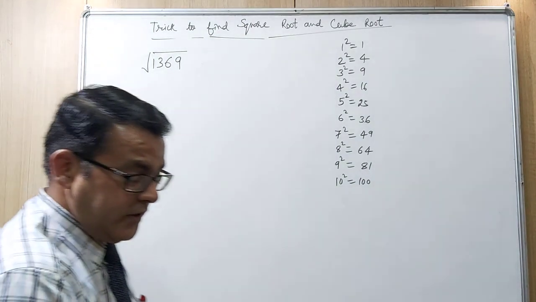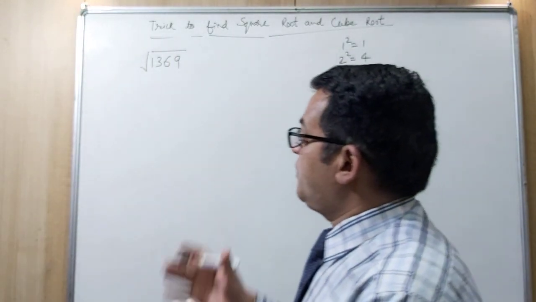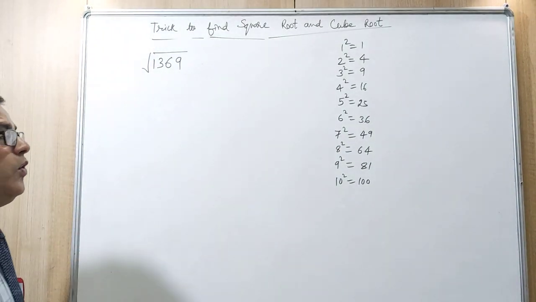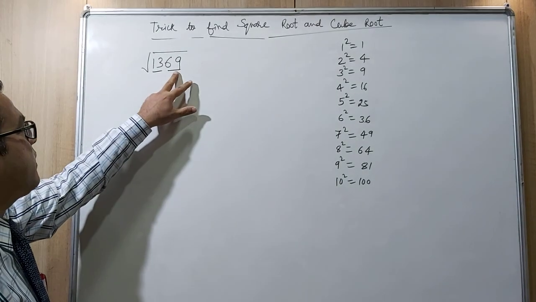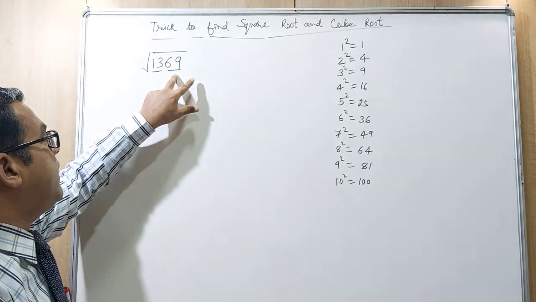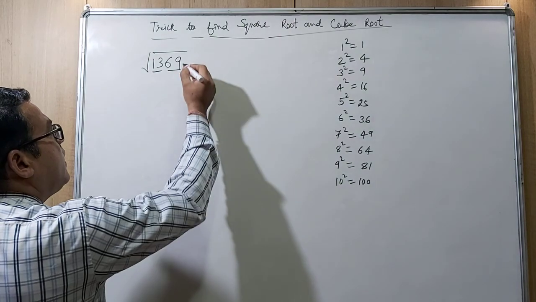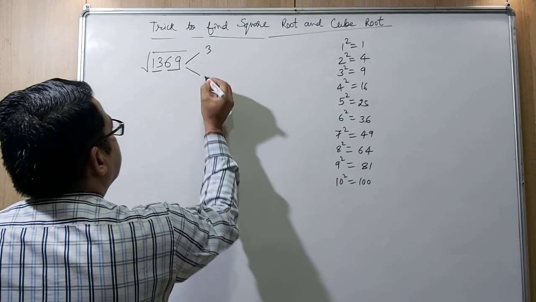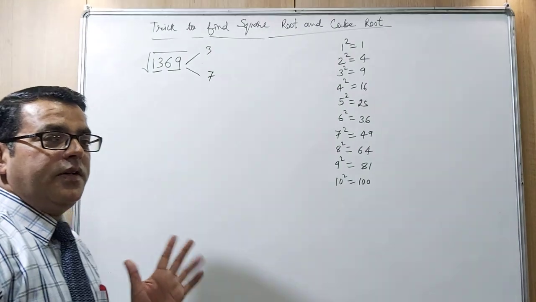This is a 4-digit number, and we will try to find the square root of this 4-digit number by using this trick. Again the same rule, we need to make groups from right to left. So this is the first group, this is the second group, 69. What is the unit place? 9 we have at the unit place. So 9 comes in the square of 3 and in the square of 7. So every time you will get 2 digits, right?